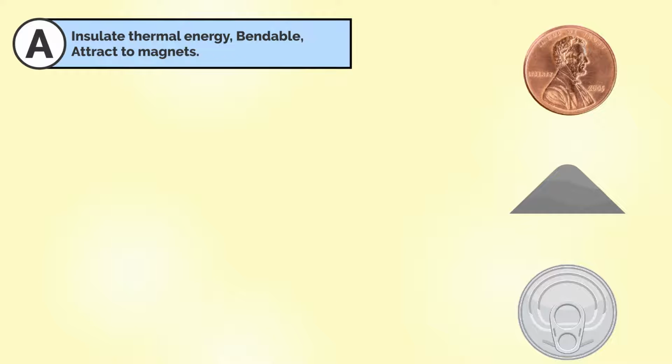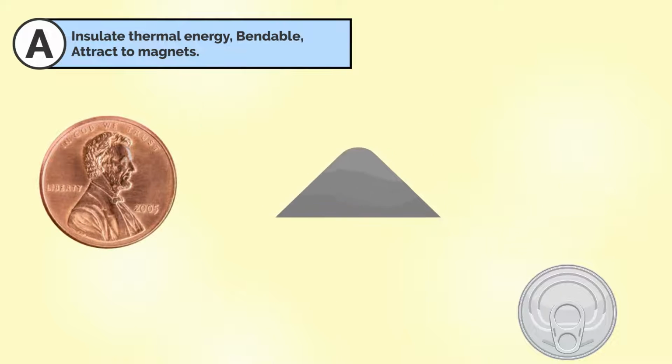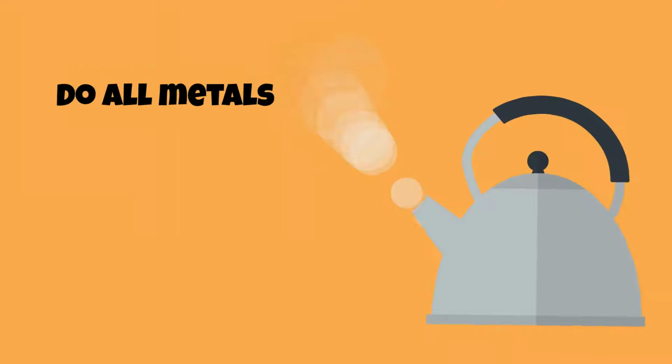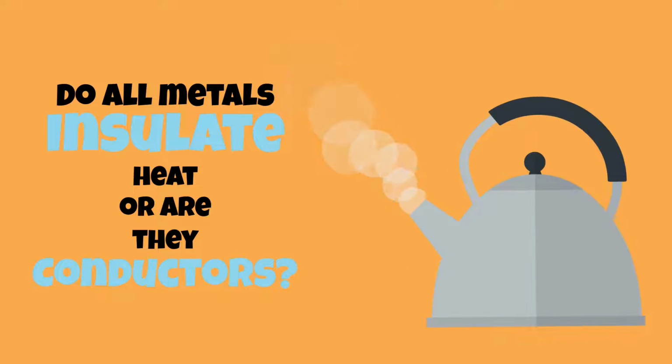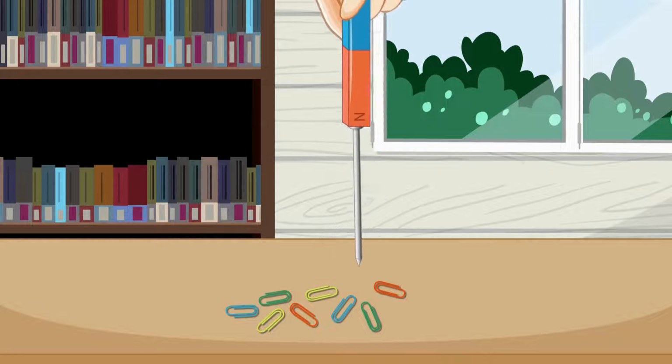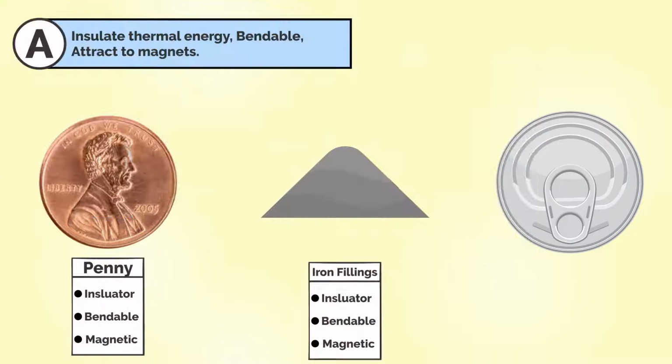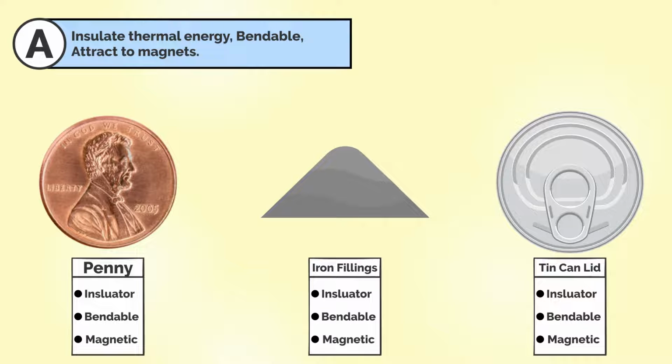Option A, insulate thermal energy, bendable, attract to magnets. Do all metals insulate heat, or are they conductors? Are all metals bendable, and do they all attract to magnets? Remember, for this option to be correct, each property must apply to the penny, the filings, and the lid.